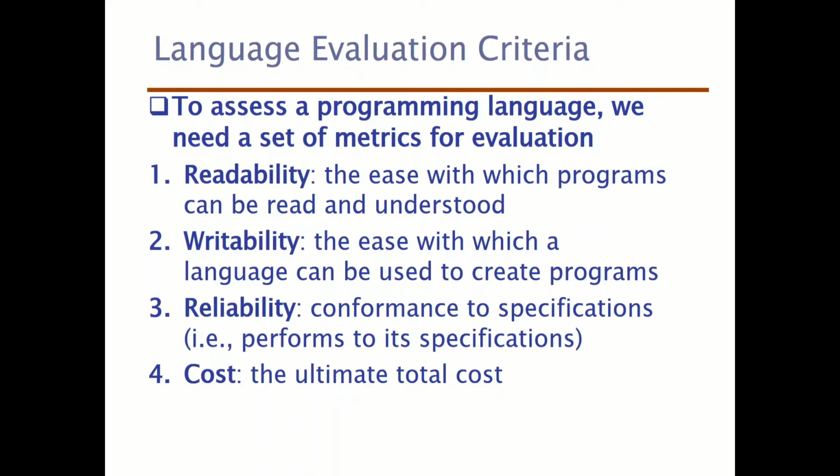So for programming languages, when we speak specifically about them, we need some set of metrics, or what we call evaluation criteria, in order for us to assess a language and say it is easy to use. For example, it's easy to learn, it's reliable, it's readable, it's possible to write a program in an easy way, and this is what we call writable. Okay? And it doesn't take much time and effort to be learned. It's cost effective.